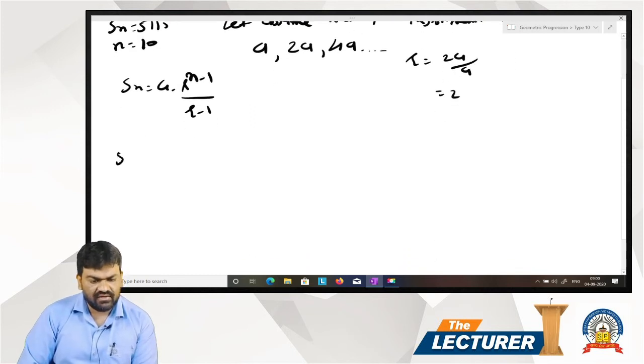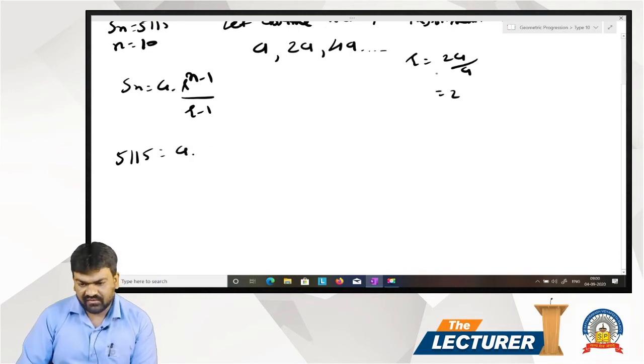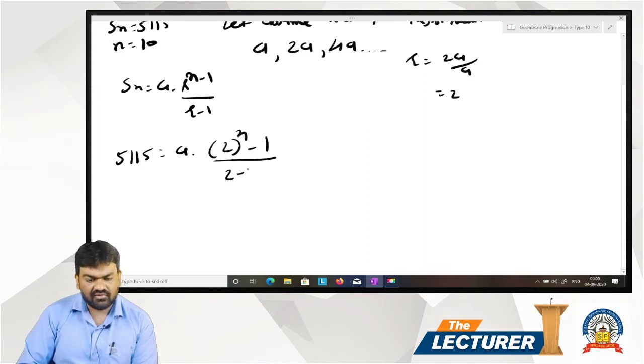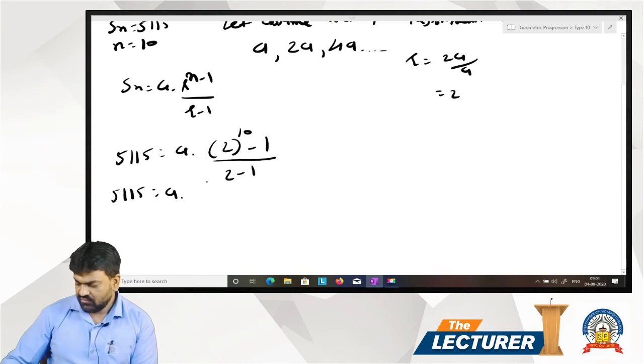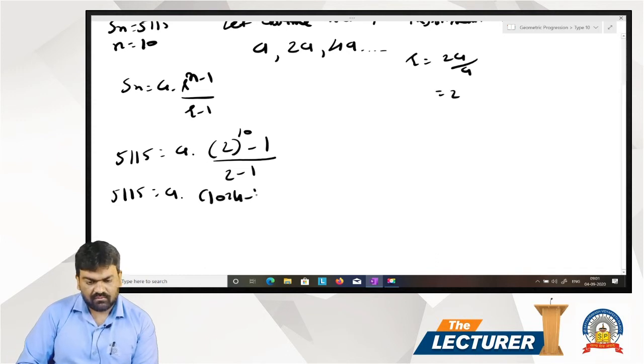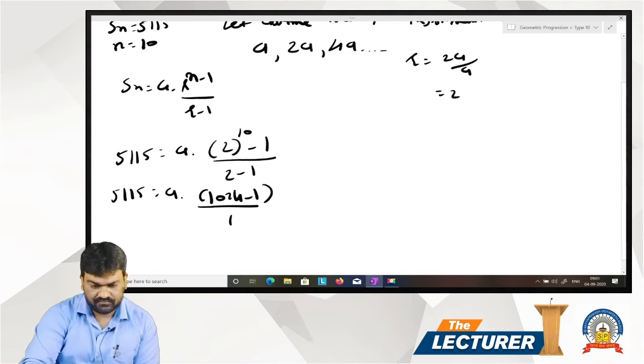Sn we are already given, 5115. A we have to find out. What is r? r is 2. So 2 raised to n minus 1 divided by 2 minus 1. 5115 equals a, n is 10 because 10 installments are there. So 2 raised to 10: 1, 2, 3, 4, 5, 6, 7, 8, 9, 10, that is 1024 minus 1 divided by 1.